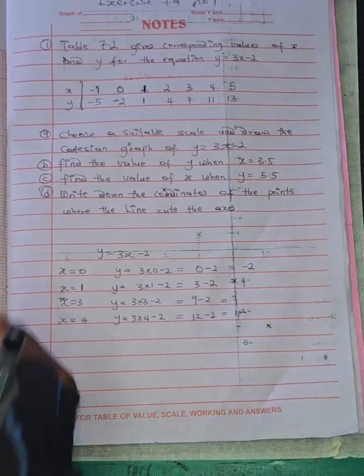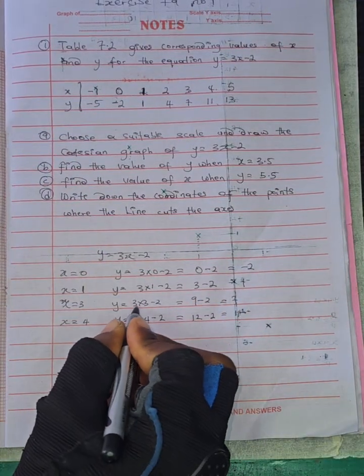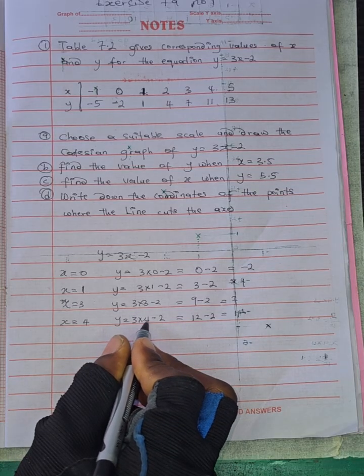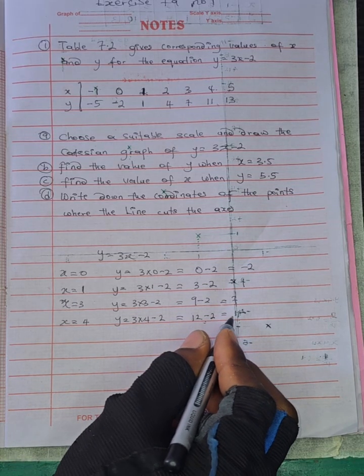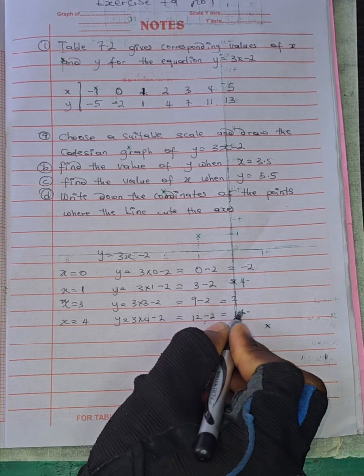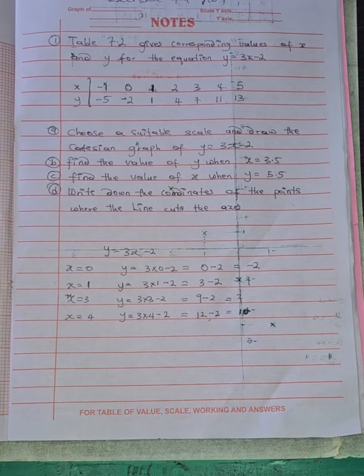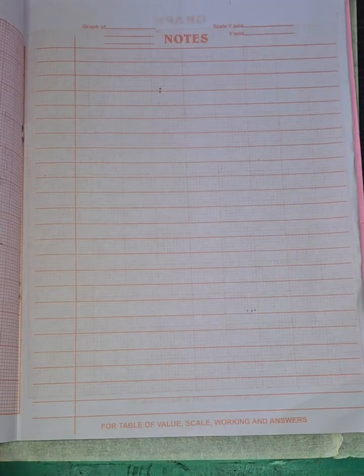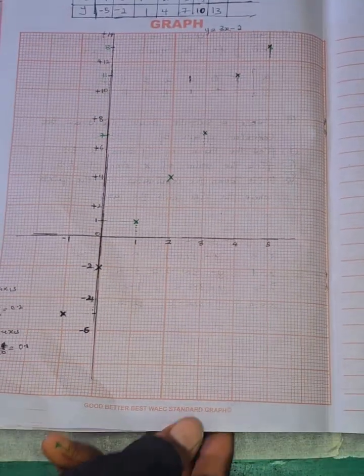Thank you for those that observed it. So this is 3 times 4 is 12. 12 minus 2 is actually 10, but I wrote 11. So this is where the error was coming from. So let's come back to what we are doing.